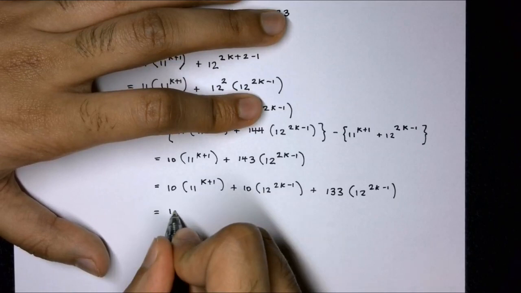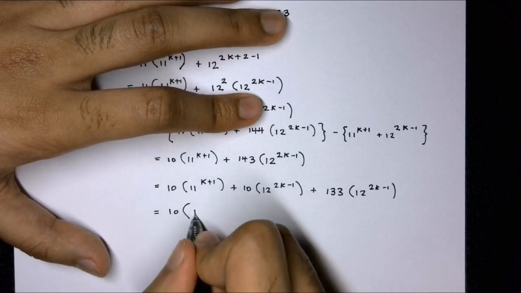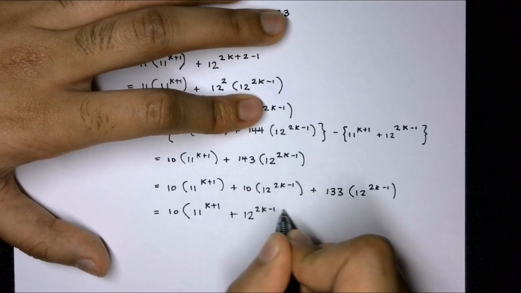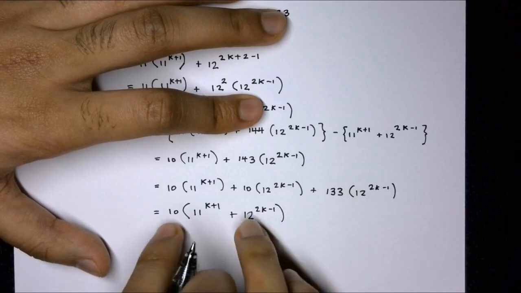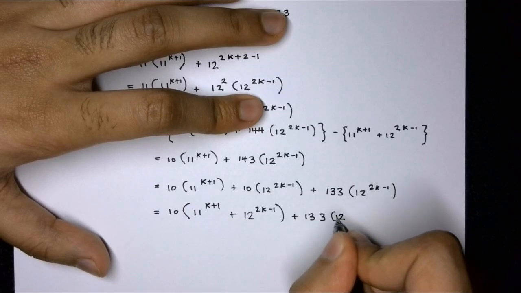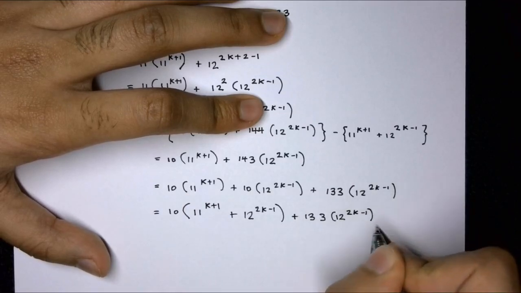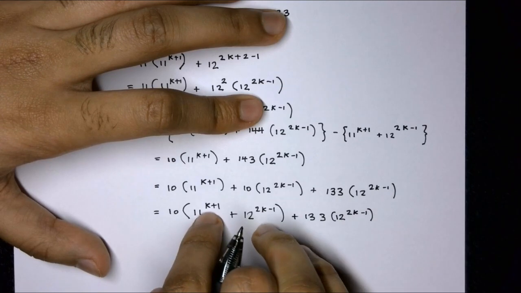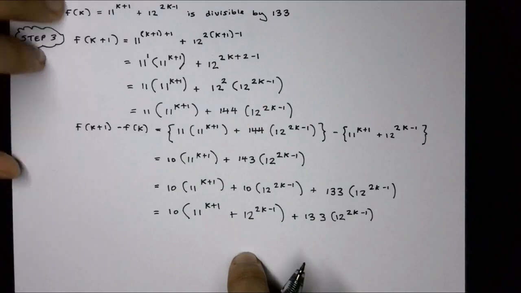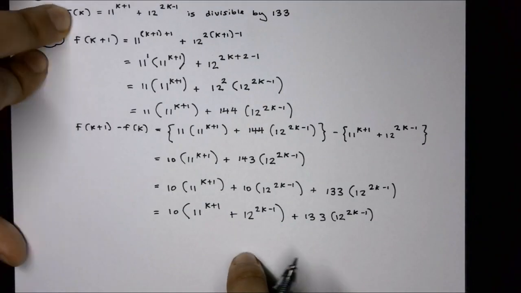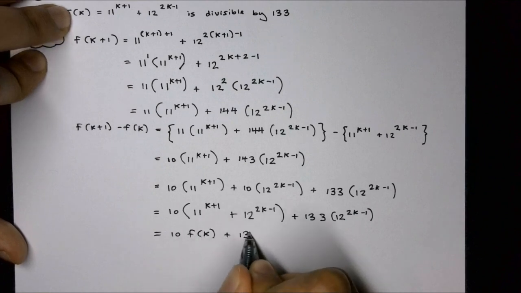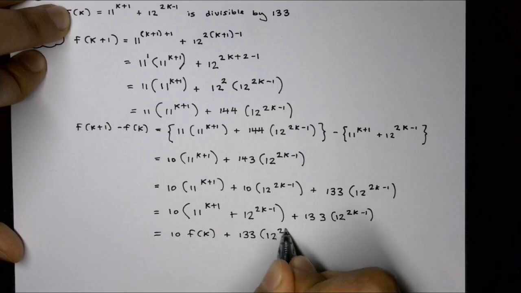Well, over here, if I take out a 10 as a common factor, we've got 10 lots of 11 to the power of k plus 1 plus 12 to the power of 2k minus 1. And if we expand this out, we get this result here. And then we add on 133 lots of 12 to the power of 2k minus 1. Now, 11 to the power of k plus 1 plus 12 to the power of 2k minus 1, you'd notice in step 2 that's what f of k is. So here we've got 10 lots of f of k plus 133 lots of 12 to the power of 2k minus 1.